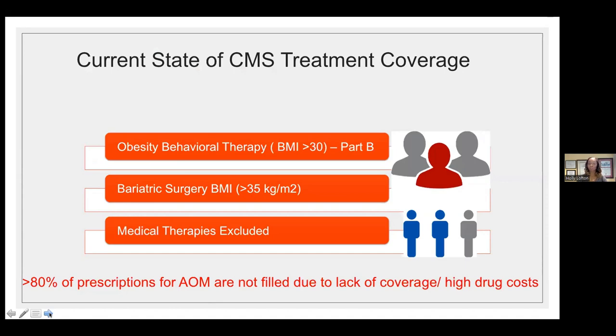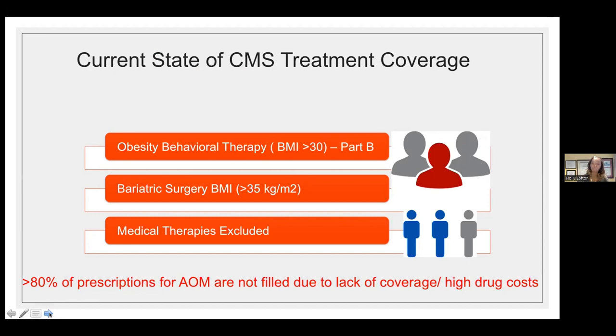I do want to touch on coverage because a lot of times I get questions about, well, these medications work, they've been proven to be effective, but I can't get them covered for our patients. So I will just discuss, for the sake of brevity, the current state of CMS treatment coverage. Part B, Medicare and Medicaid, does cover obesity behavioral therapy, and that's basically nutritional care, seeing a dietitian, getting some recommendations. That is covered with some specific guidelines.